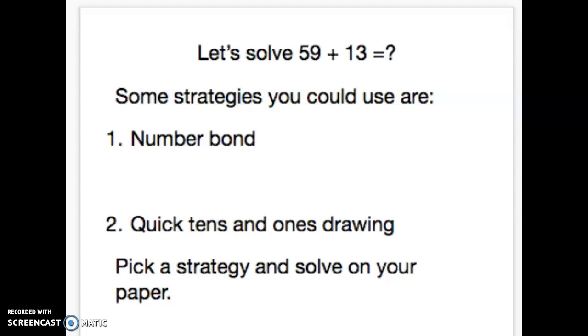Let's solve 59 plus 13. Some strategies you could use are the number bond or the quick tens and ones drawing. Choose a strategy and solve on your paper.